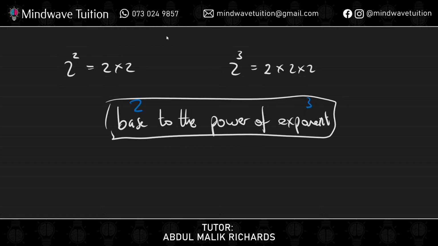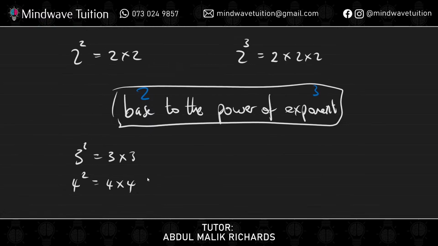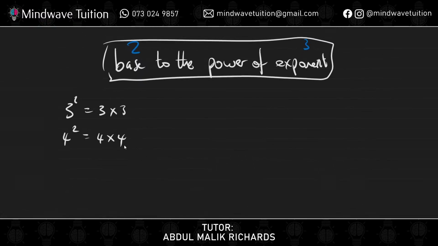Now these two exponents, the 2 and the 3, are very, very special, because whenever we have anything to the power of 2, so 3 to the power of 2 is going to be 3 times 3, 4 to the power of 2 is going to equal 4 times 4, and you'll see that it's two numbers being multiplied, the same number multiplied by itself. 5 to the power of 2 is 5 times 5, and so on and so forth.